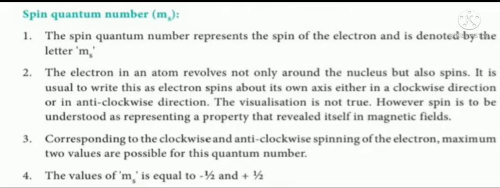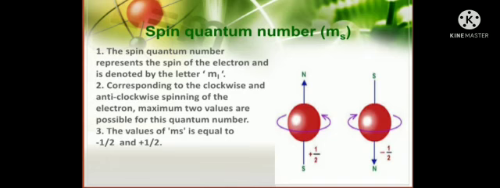Fourth point, the values of ms are equal to minus half and plus half. Here each orbital contains two electrons. The first electron with minus half value and second electron with plus half value. It should be explained with a diagram. Consider the diagram. For any orbital, it contains two electrons. The first electron with minus half value with clockwise rotation. The second electron with plus half value with anti-clockwise rotation. It is shown in the diagram.